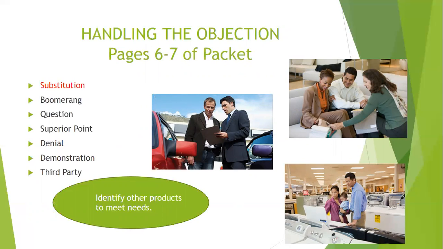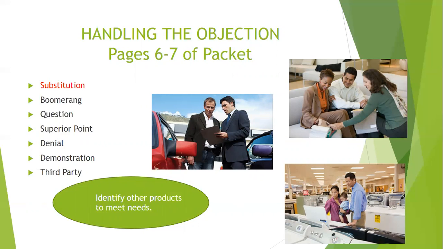But the first one we talked about was the substitution method. Whenever a customer gives you an objection, you can use the substitution method, which is to identify other products that may meet their need. So if they say, well, you know, I really don't like this color, then you can say, well, what about the blue or the red, for example.